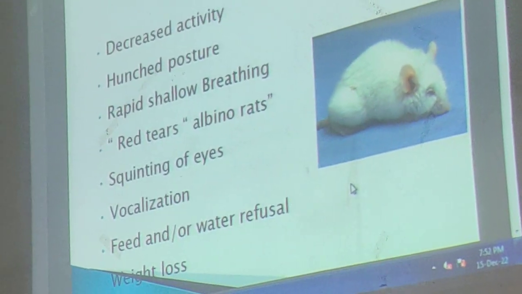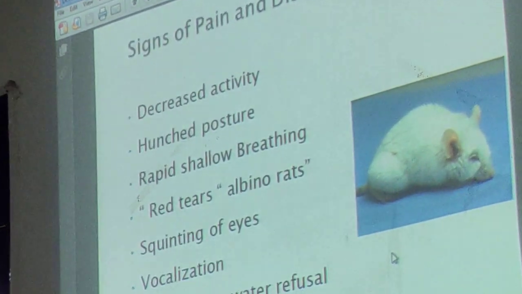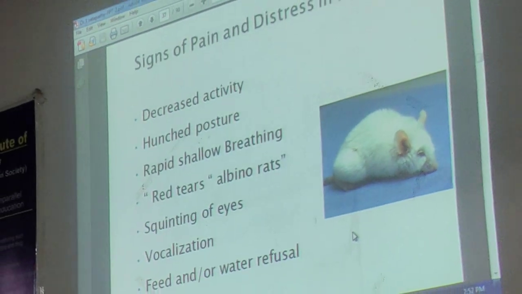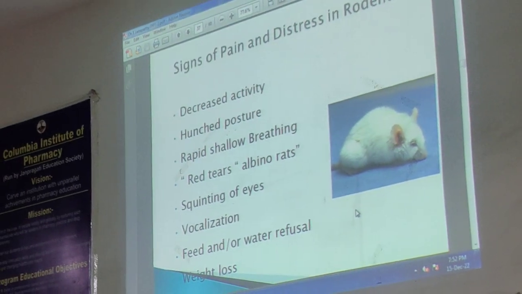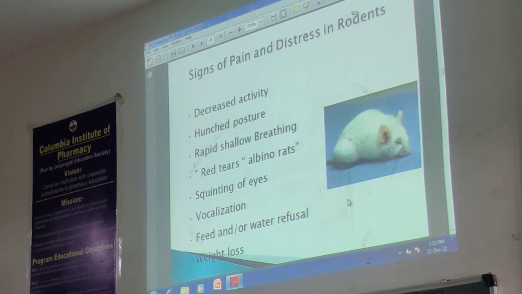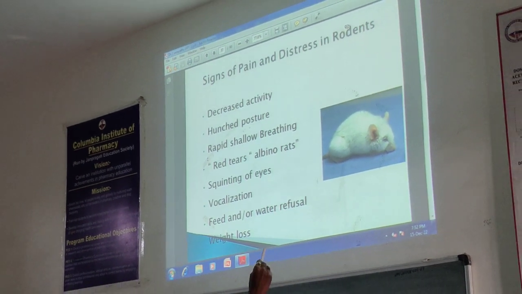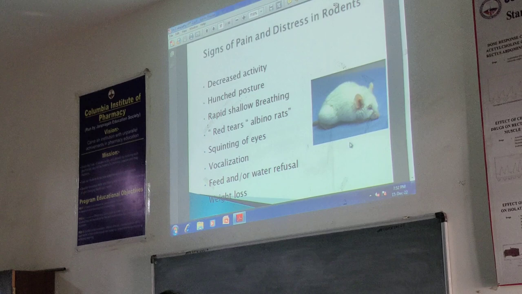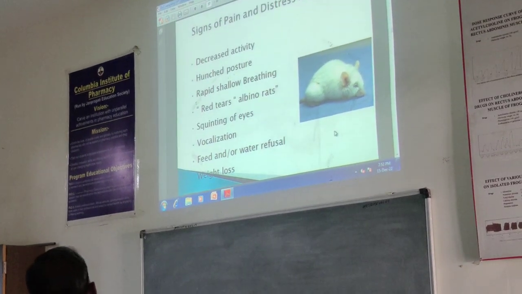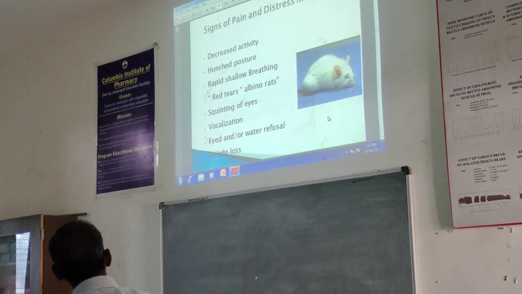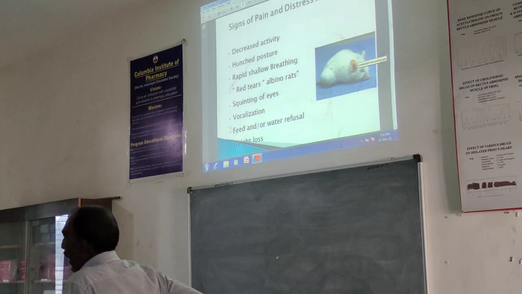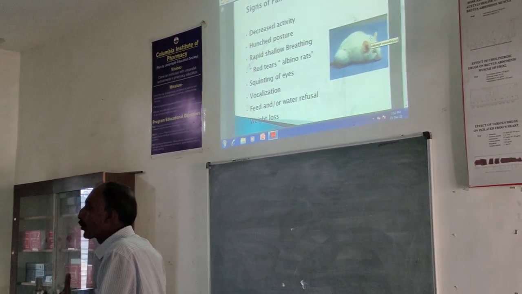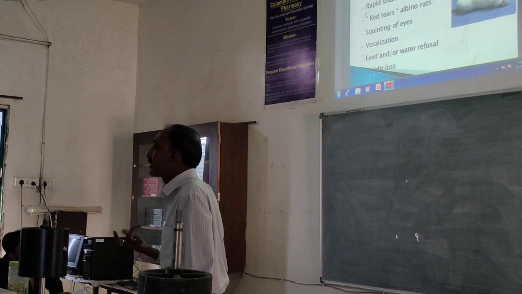Head and ears are erect to some extent. Posture is hunched up, and the breathing is rapid and shallow. If you observe the abdominal portion, you see the breathing is shallow. Red tears, squinting of eyes, and the animal will produce sound, vocalization.